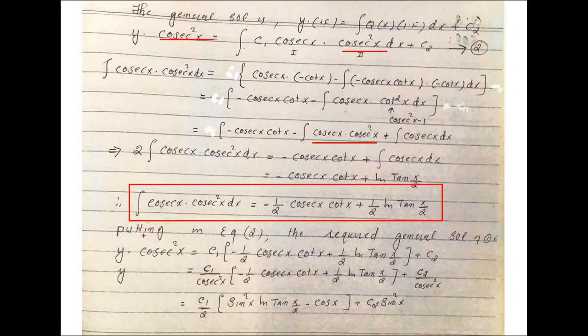Hence this equation will become y into cosecant square x is equal to this c1 will be written here, and integral of cosecant x cosecant square x dx will be this value which we see here, and this c2 is here. Now this is the result. Dividing both sides by cosecant square, this cosecant square will be here. Similarly this cosecant square will be here. Now taking 1 over 2 common, so here we see c1 over 2, and this cosecant square will be shifted inside. So this is the simplification, and 1 over cosecant square is equal to sine square. So this is the general solution of the differential equation.